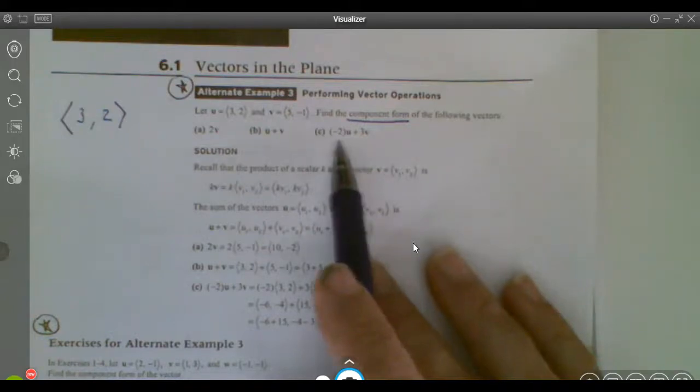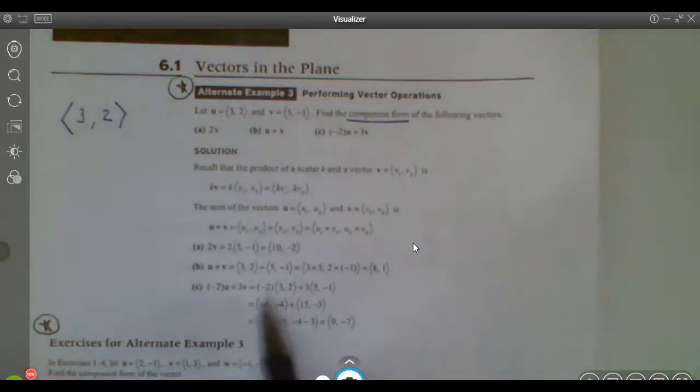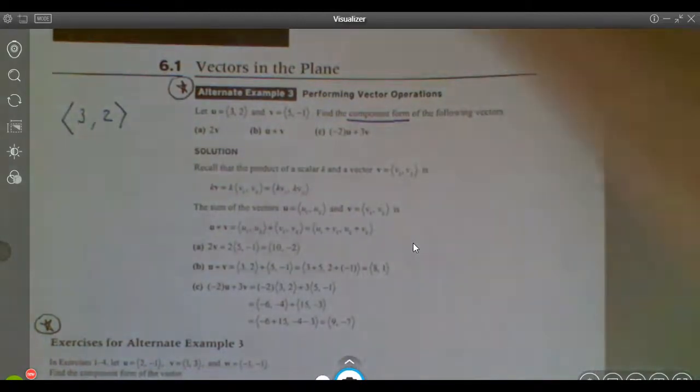Right? So after I did the multiplication of the scalars, I would then add those 2 vectors together the same way that I added right here. Right? And so you can take a look at part C, but that's the way that one played out. Let's try one on our own.